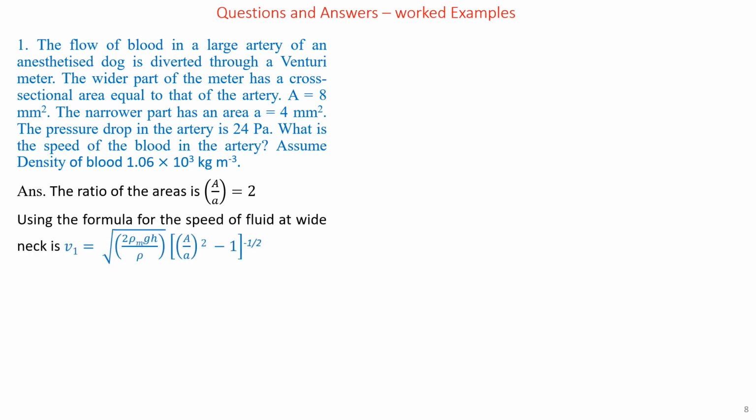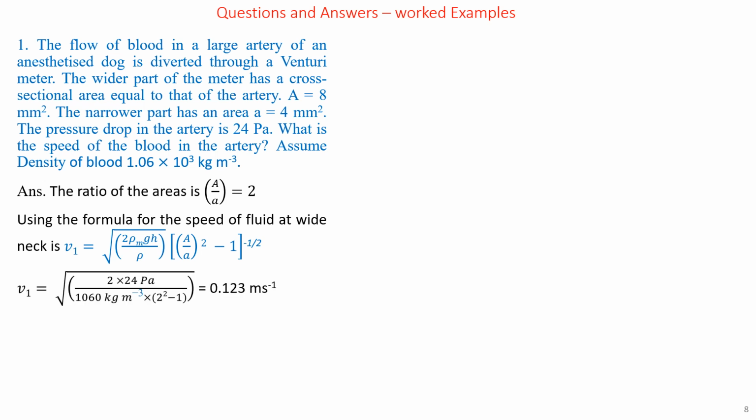Using the formula, we have to remember the formula for the speed of fluid at the wide neck as V1 is equal to square root of within brackets 2 rho m gh divided by rho into (A by a) whole square minus 1 close the bracket, to the power of minus half. This is to the power of minus half. It has to appear here.